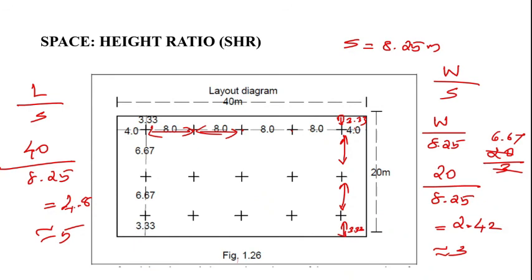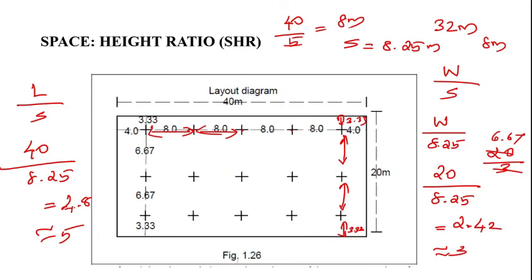Then along the length of the factory area, I have 5 luminaires. So 40 divided by 5 is equal to 8 meter. So 8 meter will be the distance between two luminaires arranged along the length of the factory area. So 8 meter, 8 meter, 8 meter, 8 meter. So 4 into 8, 32 meter is covered, and the remaining 8 meter can be divided as 4 meter and 4 meter as clearance from the walls.